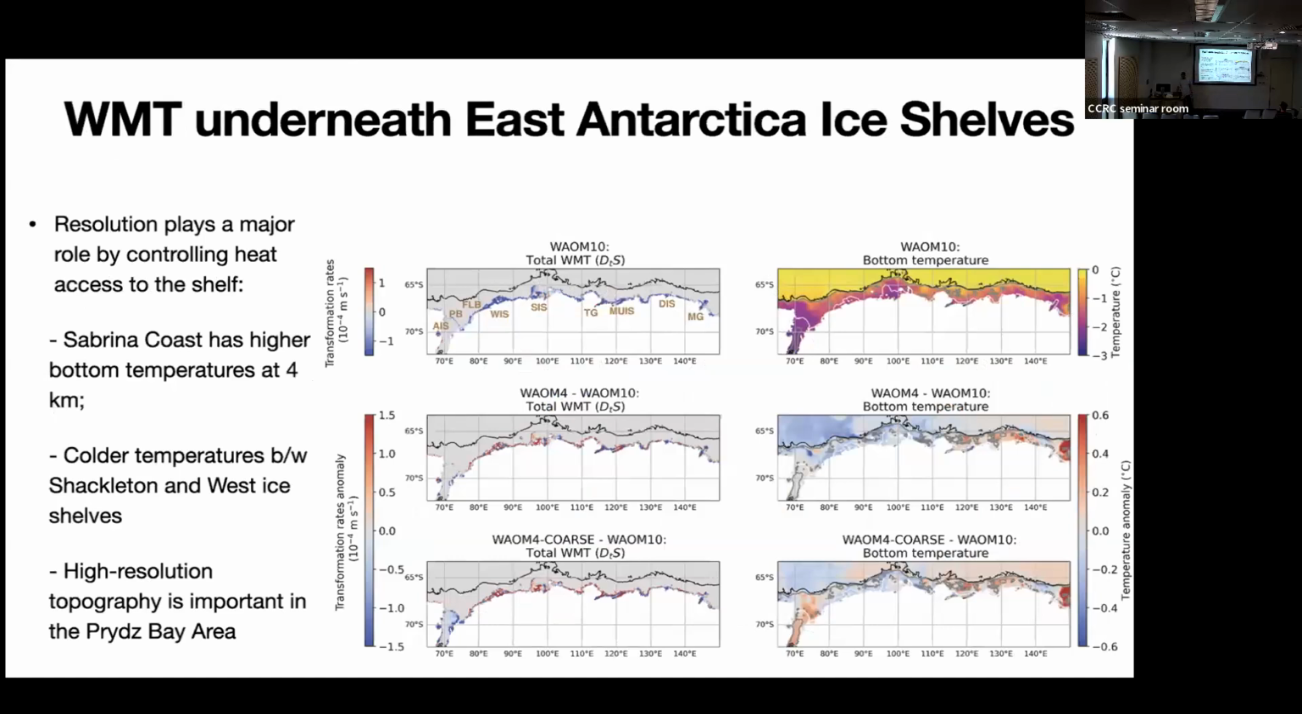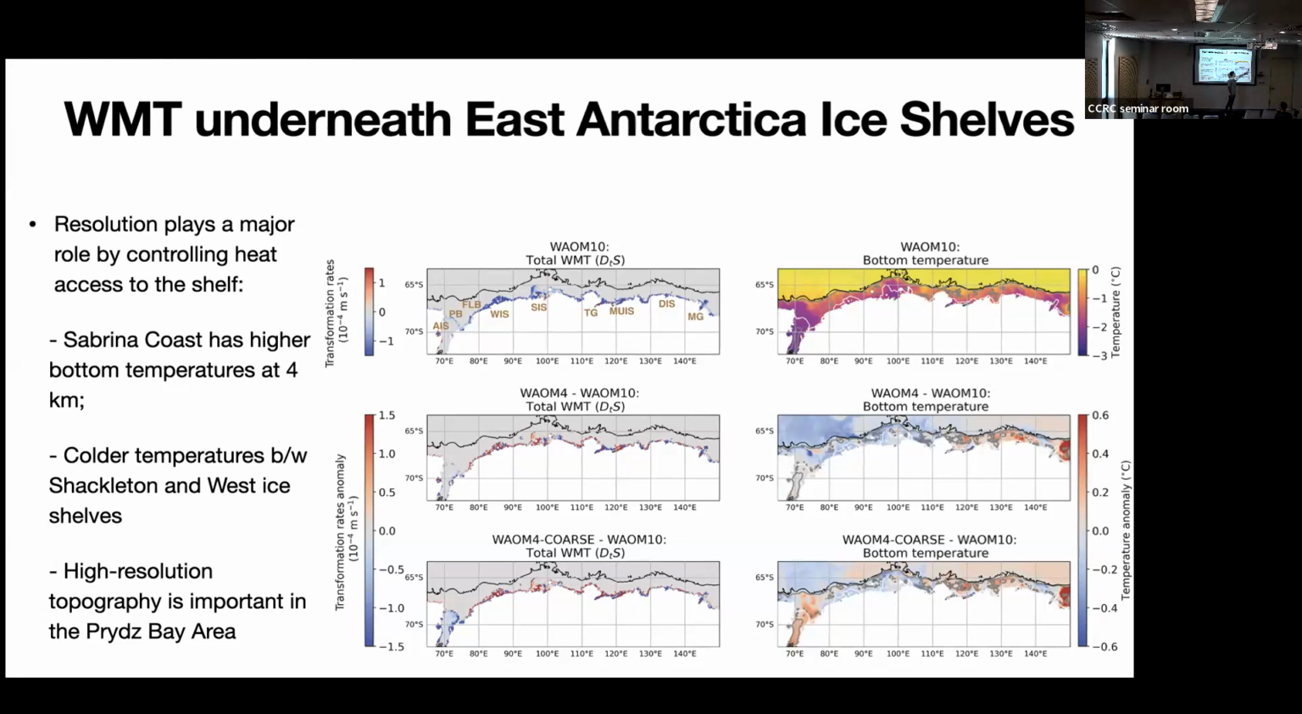Right. Then you move to look into East Antarctica. As you see, the resolution is quite important here. Again, you have water mass formation on the left, bottom temperatures on the right. And what you can see is there's a lot less transformation towards lighter waters at 4 kilometers in comparison with 10 kilometers. Then you look at the bottom temperature to see if there's a clear justification for that, and you actually observe that different sectors of East Antarctica respond differently.